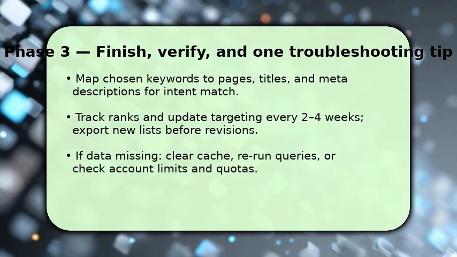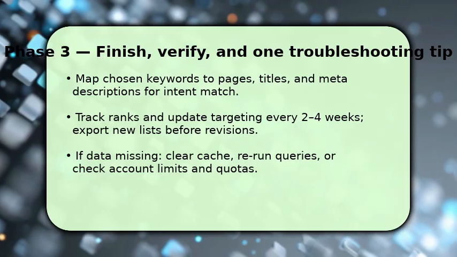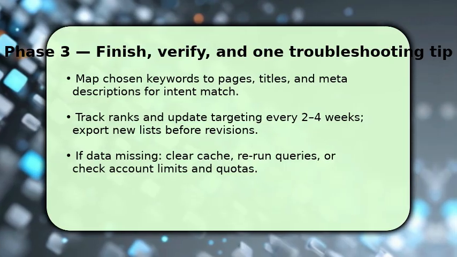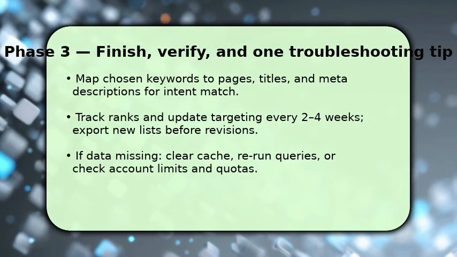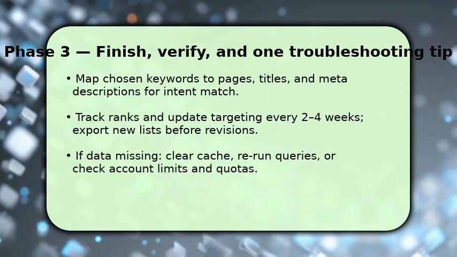Now implement your chosen keywords across content and ads. Map each target to a specific page title, header, and meta description so intent aligns. Prioritize cornerstone pages first. Start monitoring ranks and traffic. Make small adjustments every 2 to 4 weeks and export updated lists before making bulk edits.